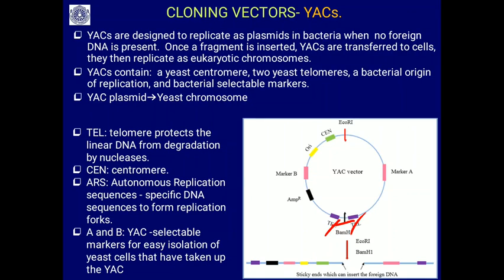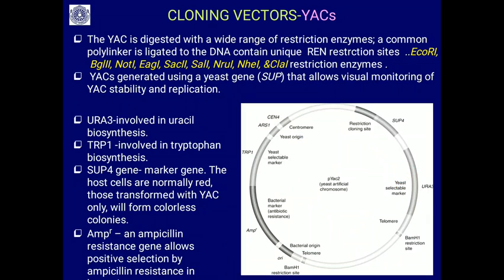Okay, then A and B, there is a marker A and marker B you will find. So these are the selectable markers that can be easily isolated from the yeast cells. You have studied a selectable marker, the leucine marker. So similarly there is a marker called the uracil biosynthesis marker. There are so many marker genes that can be inserted in this yeast artificial chromosome cloning vector.